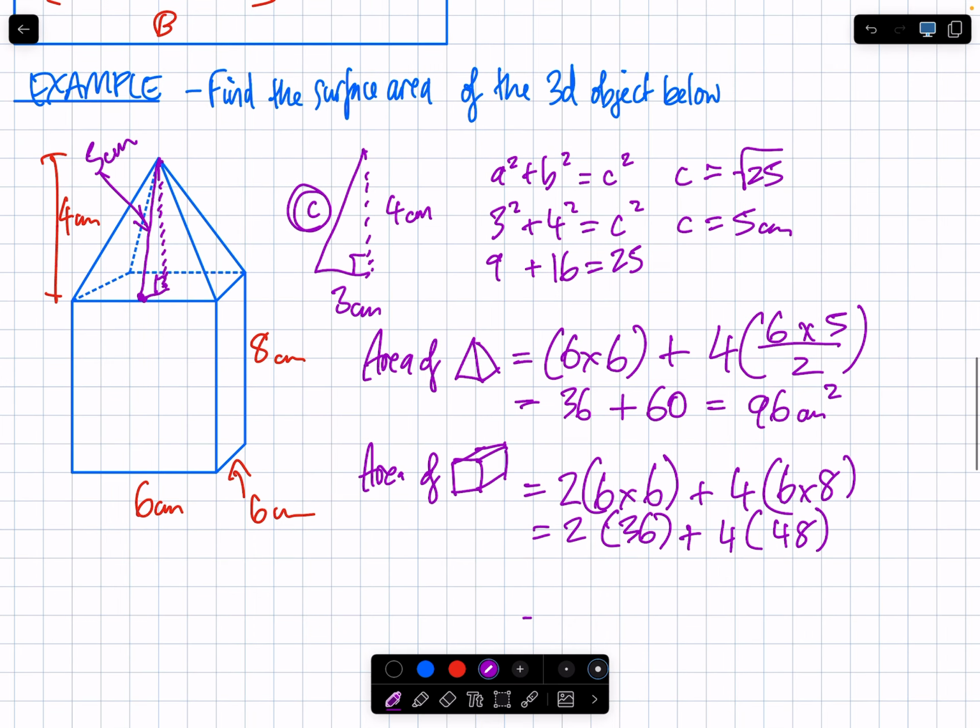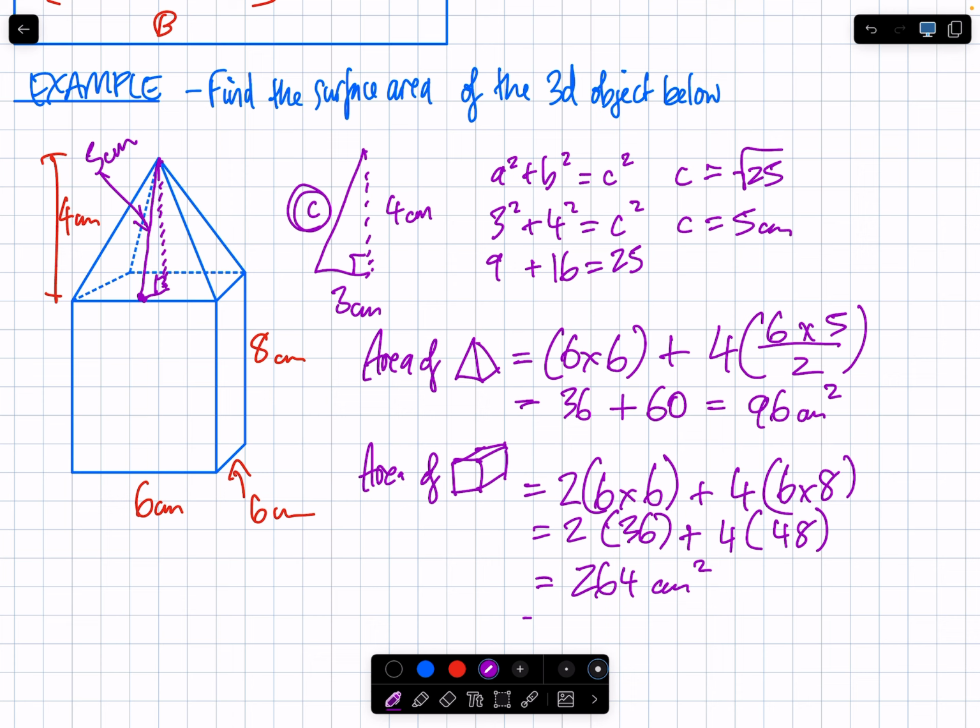I can't do that off the top of my head. Two times 36 plus 4 times 48. I get 264. No, that's what the calculator said. If the calculator's wrong, I'll throw the Samsung in the bin.